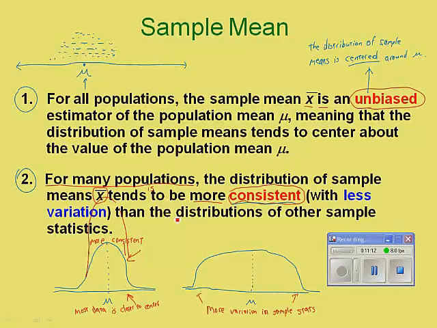So by consistent, what I'm saying is you're more likely to get most of the data close to the center. A shape like this. That's more consistent. This, more variation. See, more consistent means less variation. So I repeated it kind of. Did that help? Yeah.